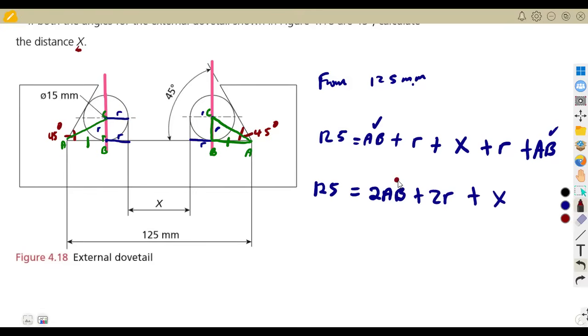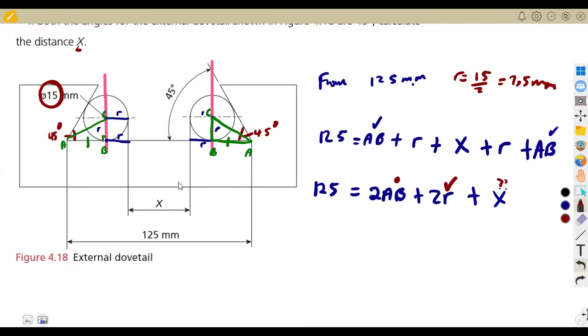If we can find AB, we're done, because the radius we have from where we are given the diameter of each. These are identical, so we've got the same diameter. If the diameter is 15 millimeters, therefore the radius is going to be what? Divided by 2, which is 7.5 millimeters. So we have the radius. We do not have X. This is what we need. The question needs us to find X.